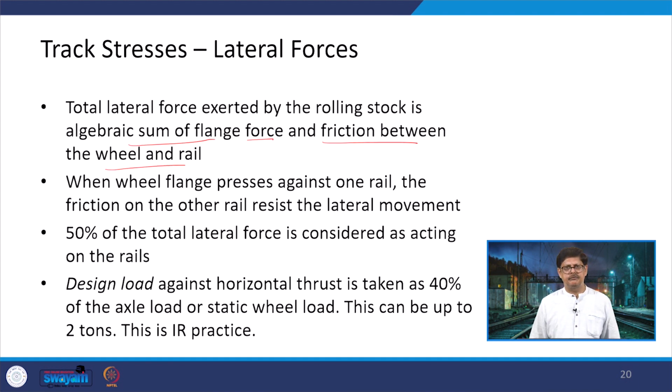Now, 50% of the total lateral force is considered as acting on the rails, and in the case of design, the design load against the horizontal thrust is taken as 40% of the axle load or the static wheel load. So, whatever this axle load is given, say 20 tons of axle load is given, then 40% of that, that means 8 tons, is going to be considered in the design. And this can be up to 2 tons as an additional value which may be there, and this is the Indian Railways practice.